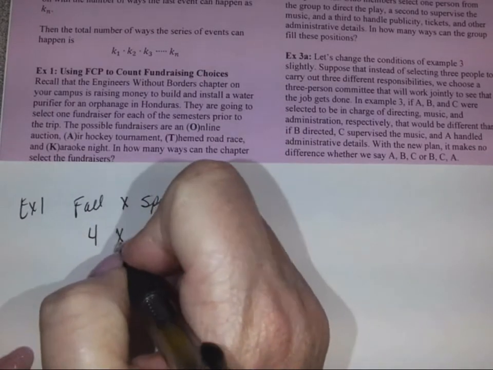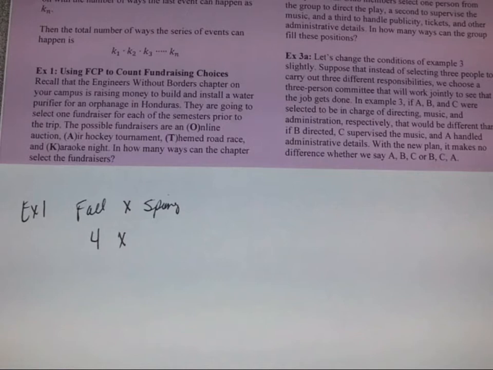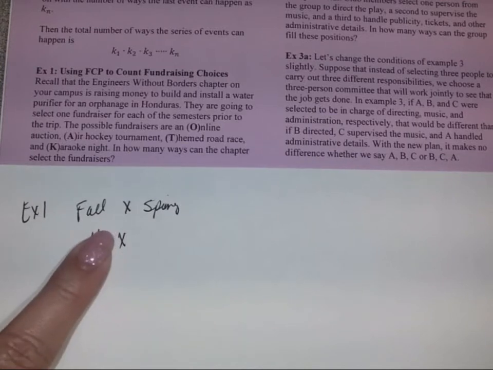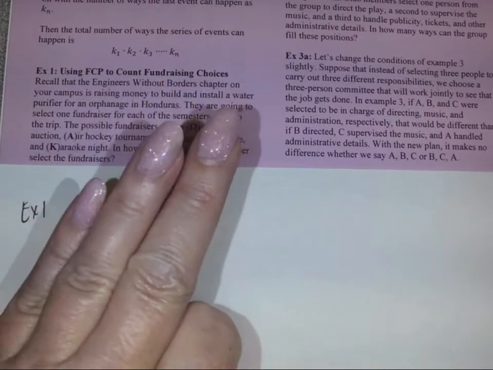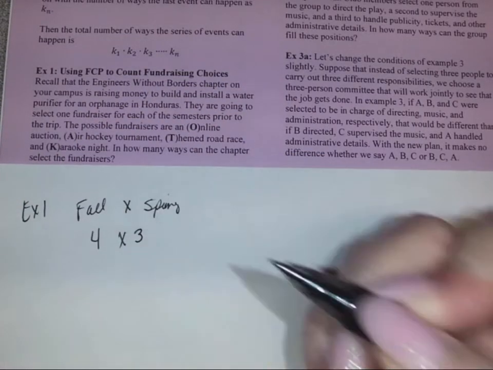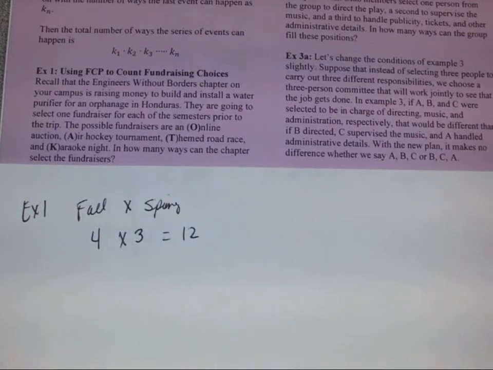But in the spring, how many choices do they have? Remember, they didn't want to repeat the fundraisers. They wanted to do one this time, and then they wanted to do something different. So that means in the spring, there would only be 3 choices because we're starting with 4, and whichever one they use, they have to take away the one they used in the fall, and they only have 3 left. So if we then multiply it by 3, we end up with 12.